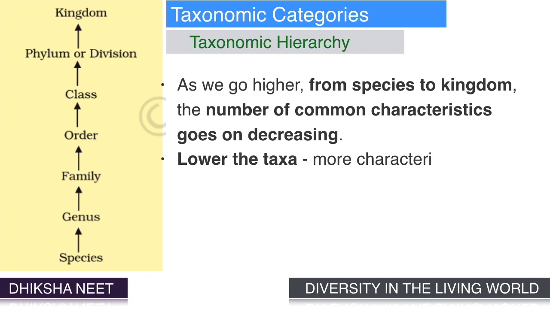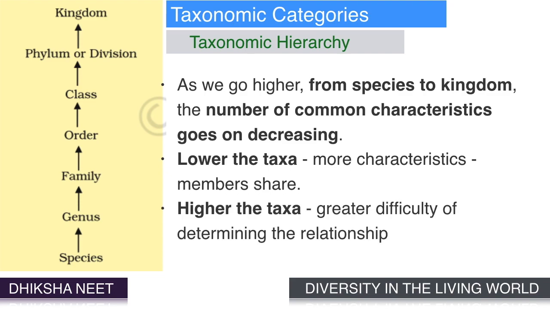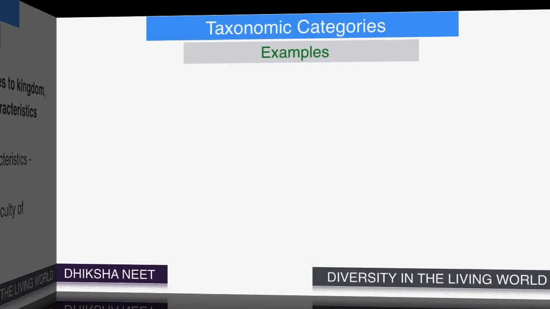Lower the taxa, more are the characteristics that the members within the taxon share. Higher the category, greater is the difficulty of determining the relationship to other taxa at the same level. Hence, the problem of classification becomes more complex. Let us see the taxonomic categories to which some common organisms like housefly, man, mango and wheat belong.